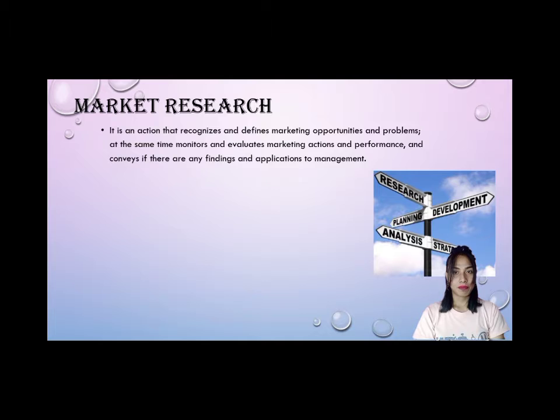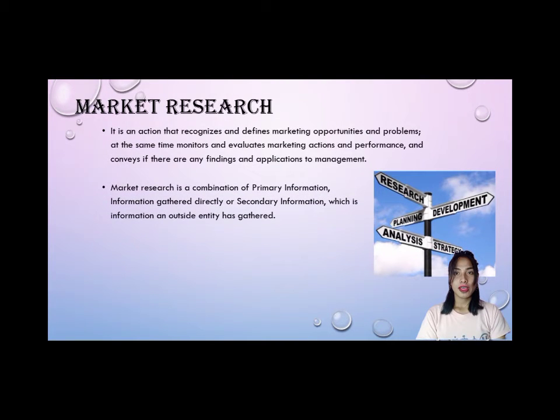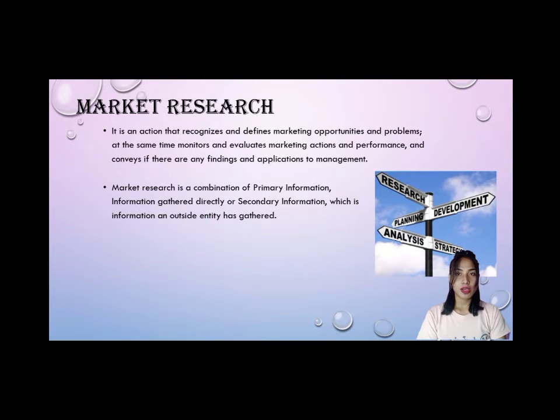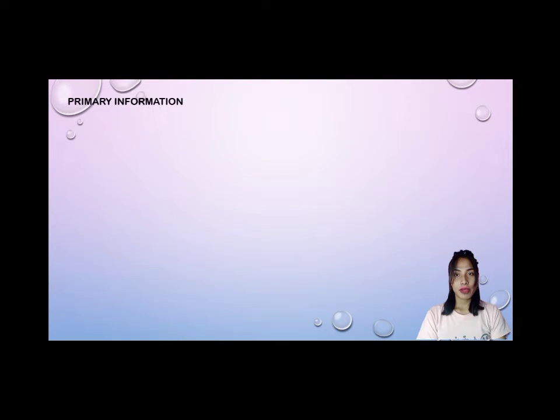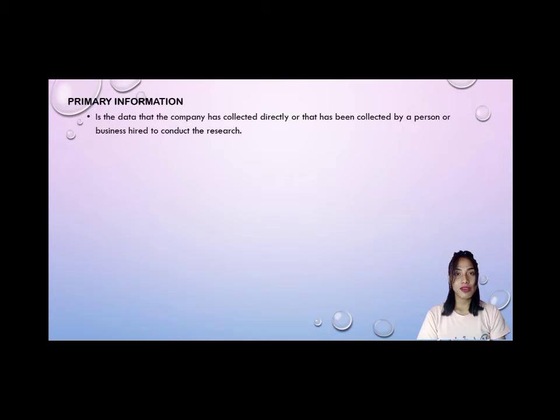Market research is also a combination of primary information gathered directly, or secondary information, which is information an outside entity has gathered. The primary information is the data that the company has collected directly or that has been collected by a person or a business hired to conduct the research. Next is the secondary information.